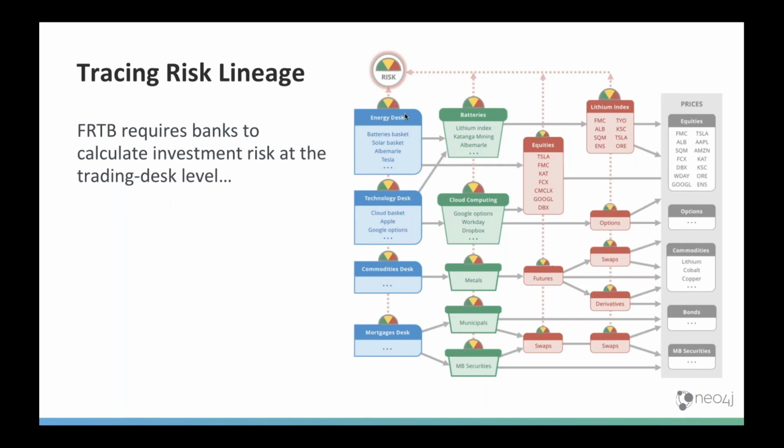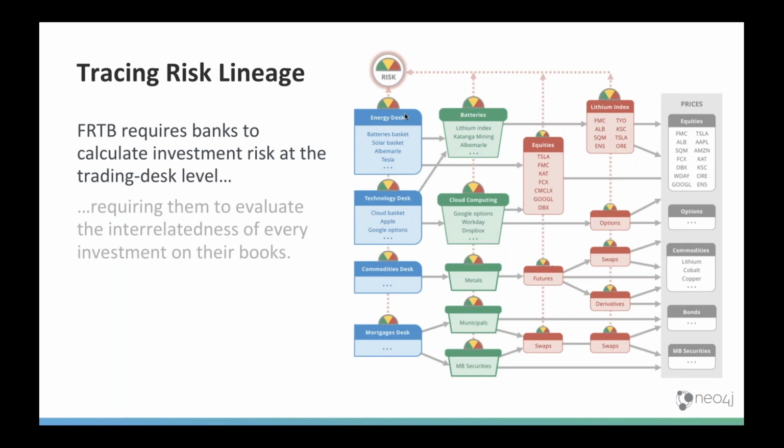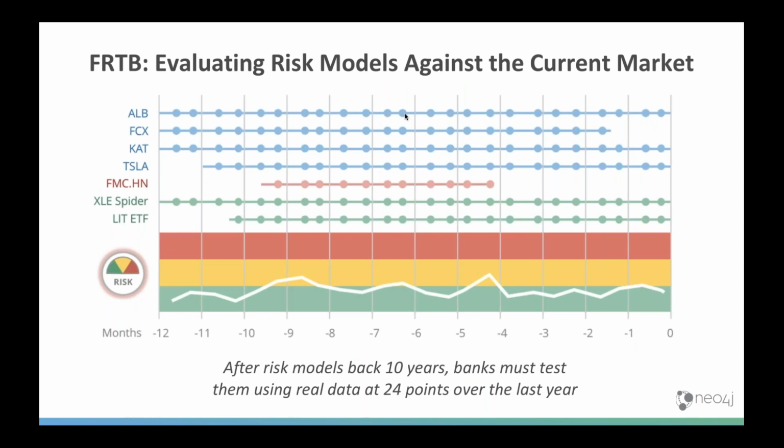And as you can see, this is really a graph, because some baskets could be shared across different trading desks and so on. And obviously equities can absolutely be shared between baskets and trading desks as well. So we need to constantly evaluate the interrelatedness of these investments, and graph technology is the right solution for this type of a problem.